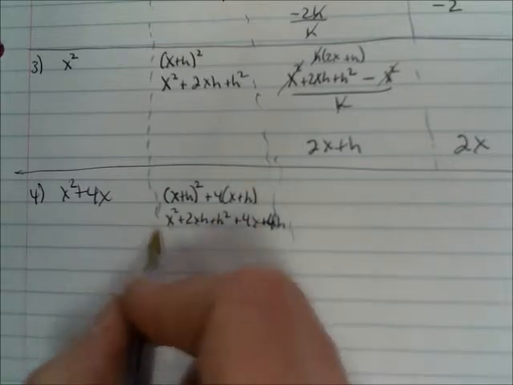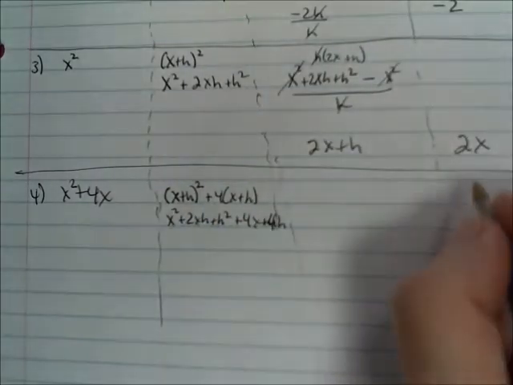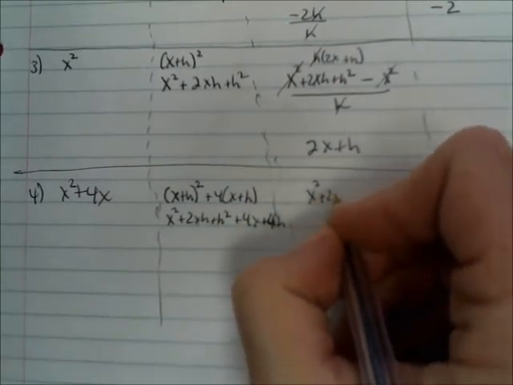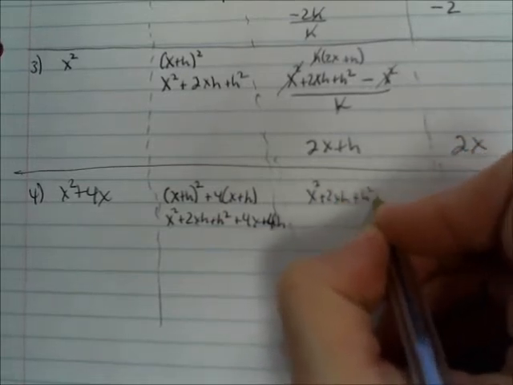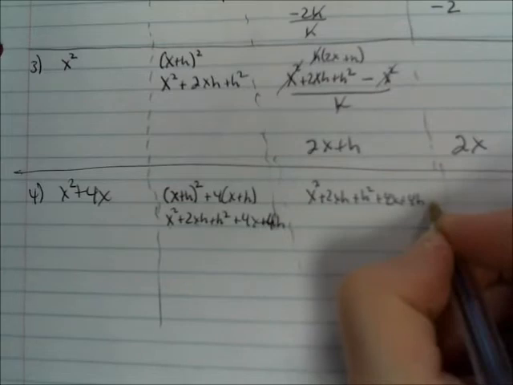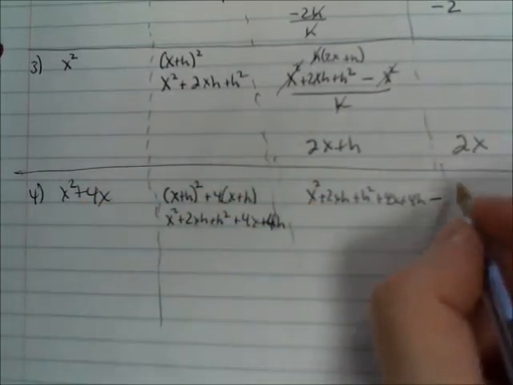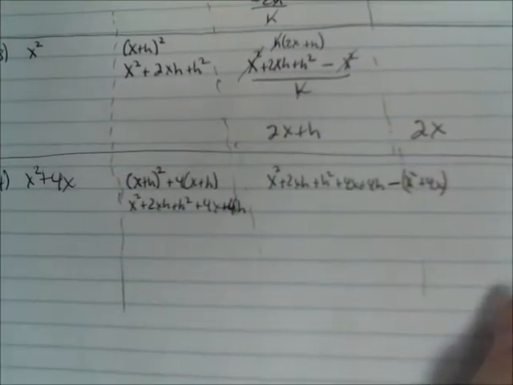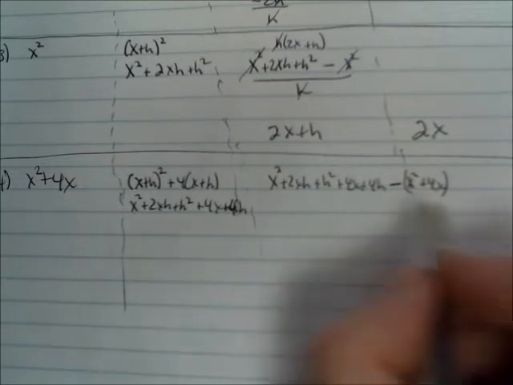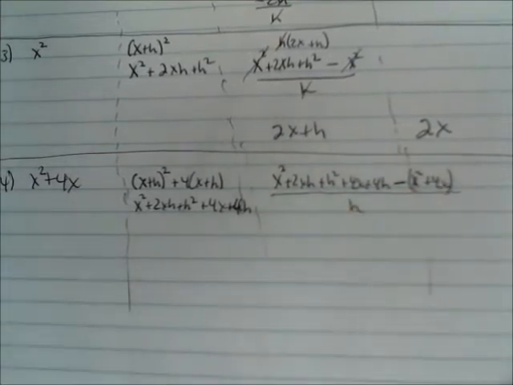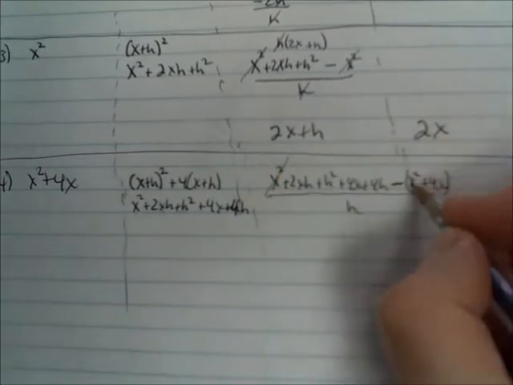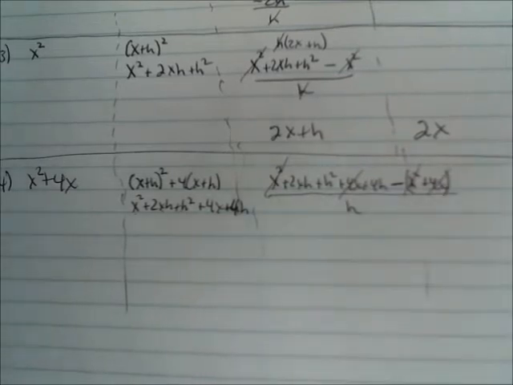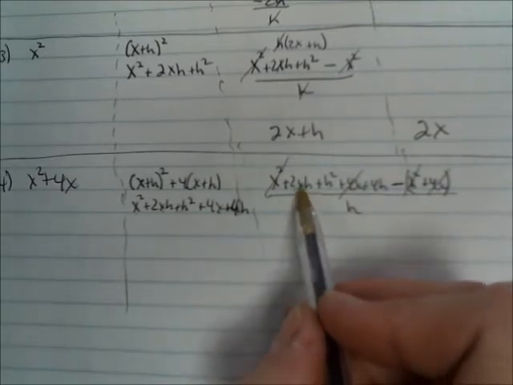Now we're going to do the second column minus the first column, all divided by h. So it becomes what we just wrote there, x squared plus 2xh plus h squared plus 4x plus 4h minus f of x, which is x squared plus 4x in parentheses, because you've got to negate both of those, all divided by h. The x squared minus the x squared goes away. The positive 4x and the negative 4x go away. So what we're left with is 3 terms.